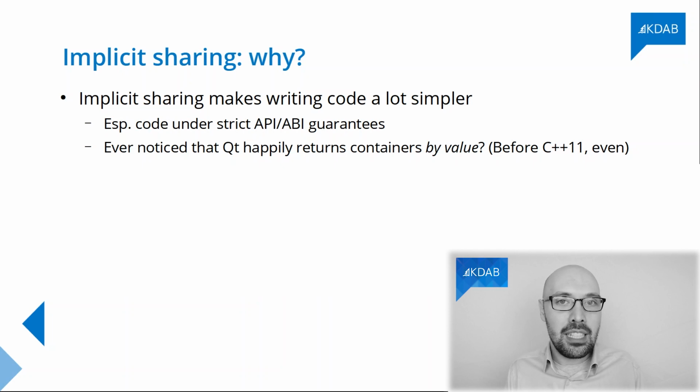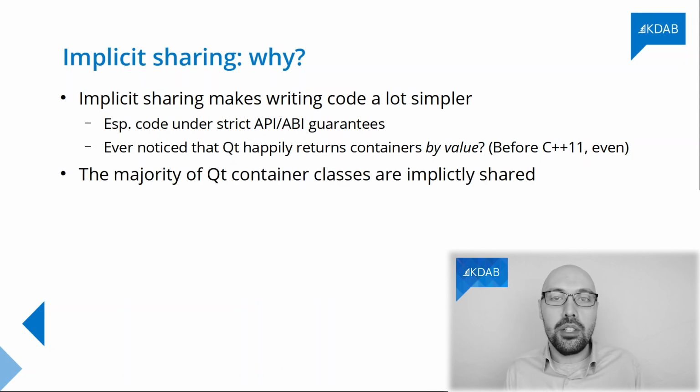But the kicker here is that Qt is also under this very strict ABI guarantee, meaning that it cannot just change return types of functions from values to references or stuff like that. That is completely not allowed within Qt. And so, this solves a very practical problem for Qt development.